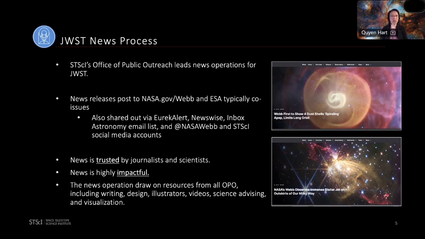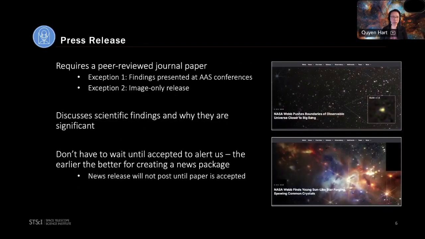News is that trusted piece by journalists and scientists. It's really highly impactful. And the news operations draws on all the different resources from within OPO here. So there's some snapshots of different news releases recently that you can see here. Now, what does it require for a news release? It requires a peer-reviewed journal publication. There's exceptions to that, usually findings at the American Astronomical Society conference, and also the other exception is if it's an image-only release. And in these press releases, we discuss the scientific findings and why they are significant.